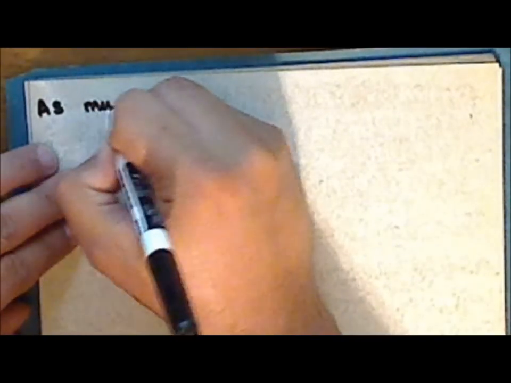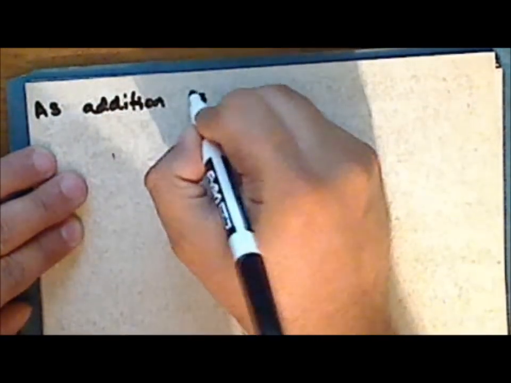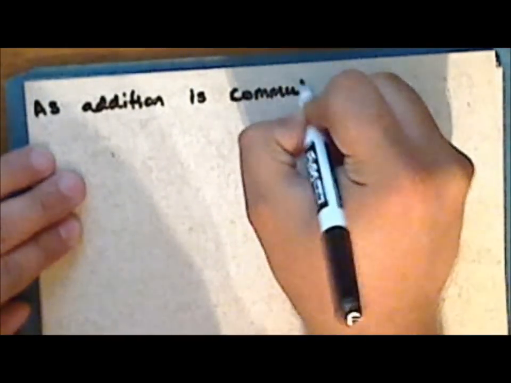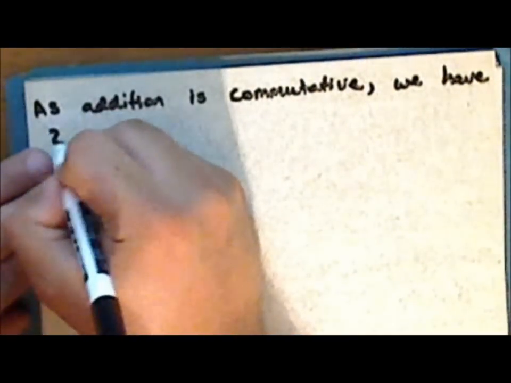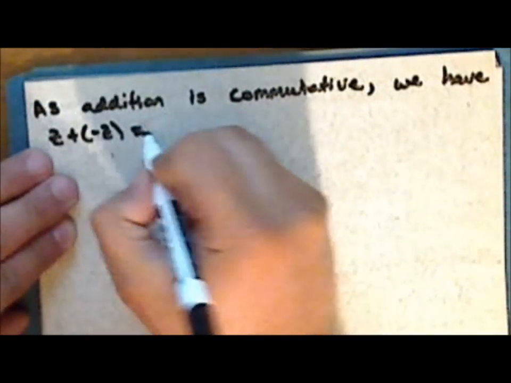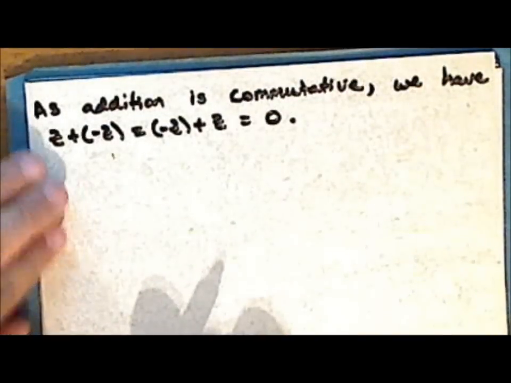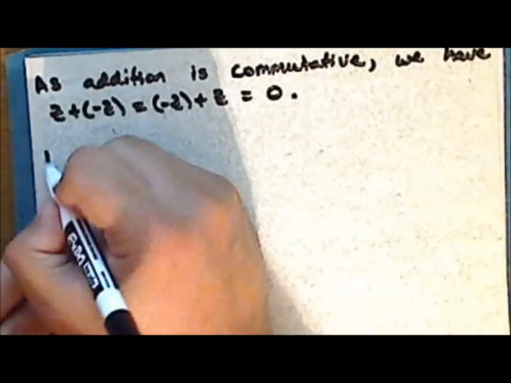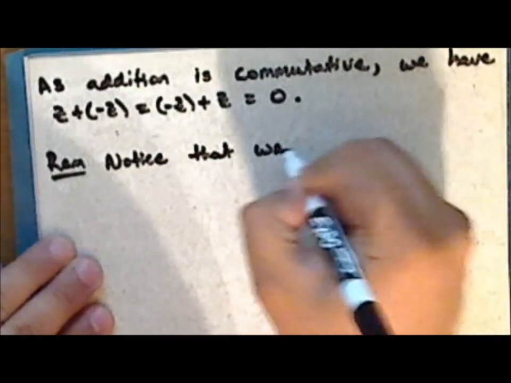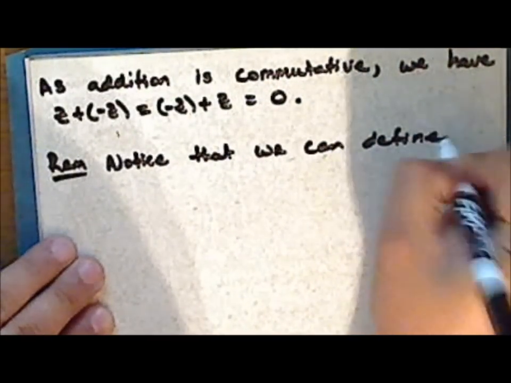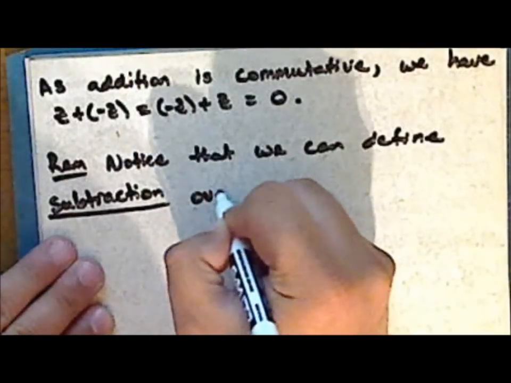Now, as addition is commutative, we have that z plus negative z is equal to negative z plus z, which is the number 0. So notice that we can define subtraction over the complex numbers.